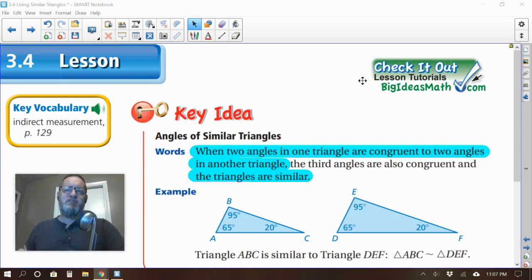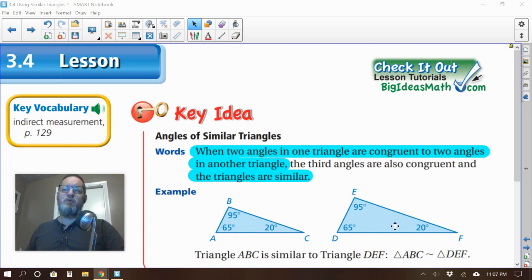So, angles of similar triangles. All right, so we have our two similar looking triangles here. When two angles in one of the triangles are congruent to two angles in the other triangle, well, then the triangles are similar. Because here's why. Automatically, if two angles are the same, then the third one is also going to be congruent.